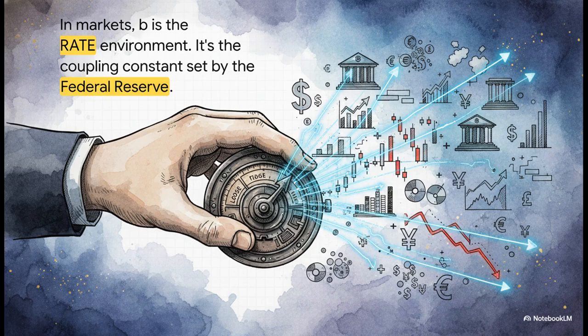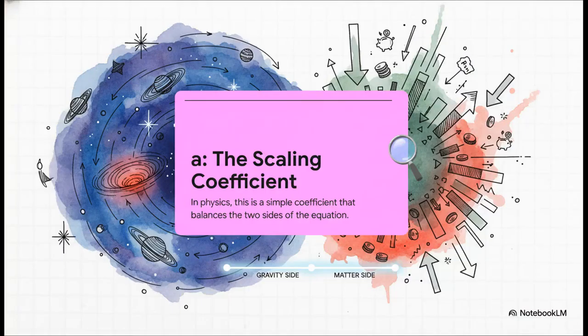The Federal Reserve. They're the ones with their hands on that big volume knob. When they raise or lower rates, they are fundamentally changing the gravitational pull for the entire financial system. And finally, we have A, the scaling coefficient.